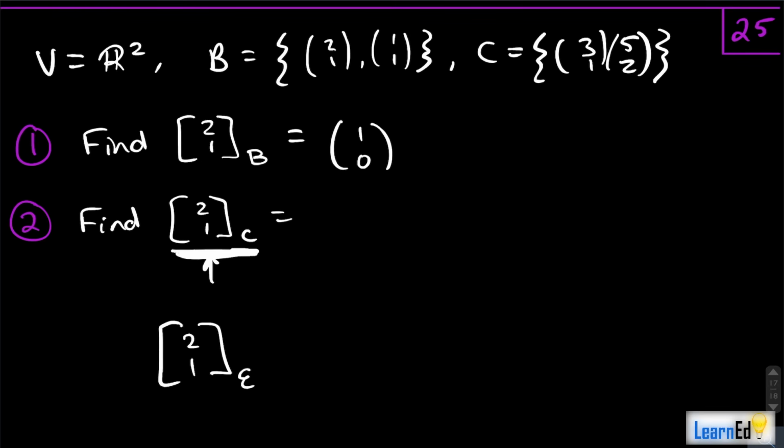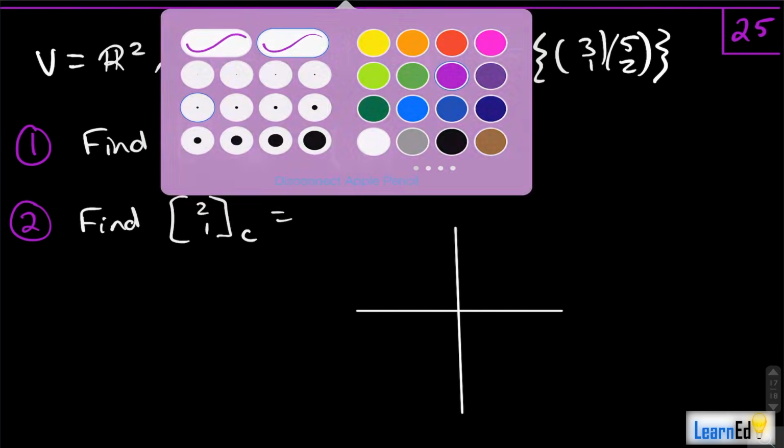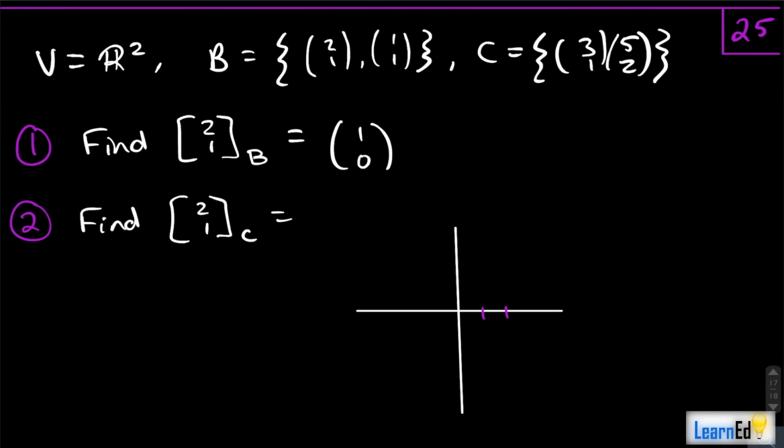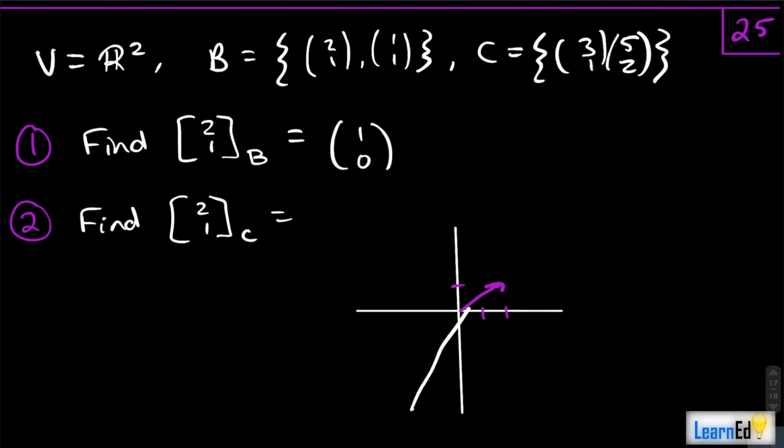You're trying to find this, but you know that (2, 1), these are coordinates relative to the standard basis, right? Let me even graph this out to hammer that point home even more. You're going over 2, and you're going up 1, and you have a vector here. And you want to find what this vector is pointing to relative to C, right? So maybe with C, your y-axis is doing something like this. And now everything's different.